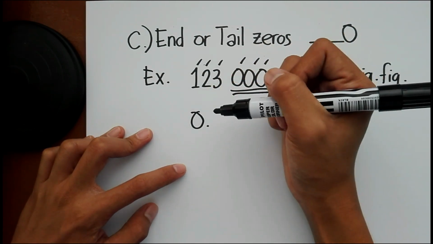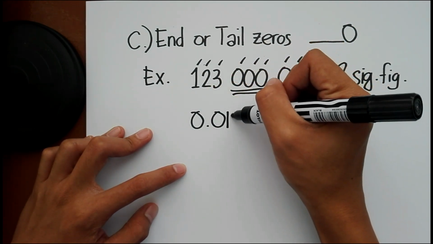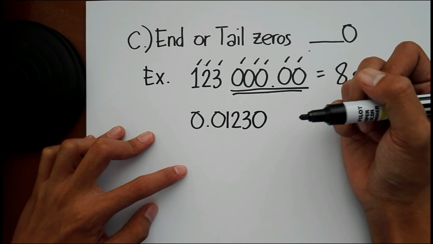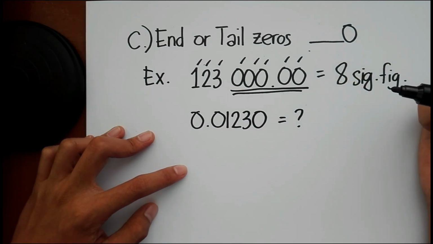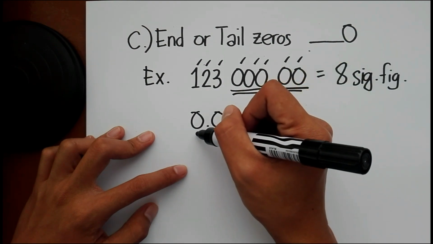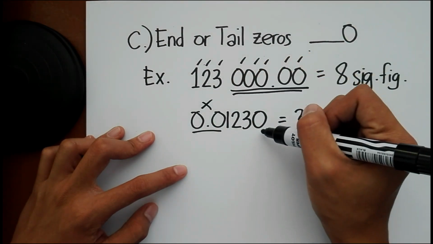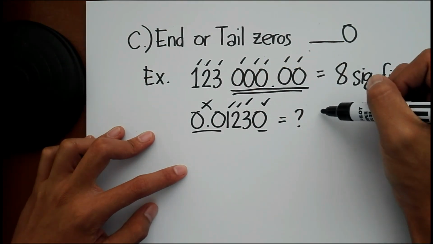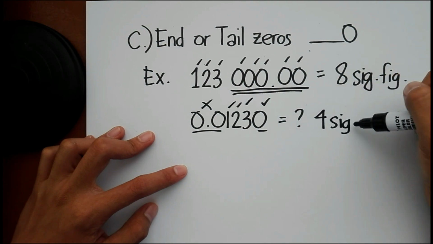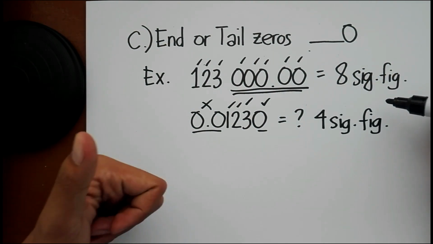Let's try another example. We have 0.01230. So how many significant figures? We can all see that we have lead zeros, 2 lead zeros. Yeah, and they're not significant, but our end zero is significant. So for this example, we have 4 significant figures.